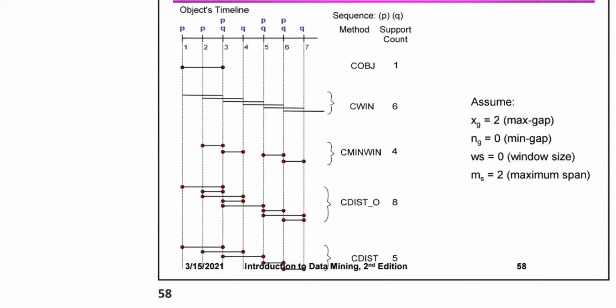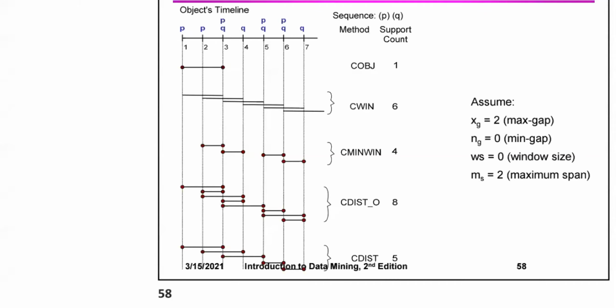So see here, in C dist underscore O, we have two occurrences of the sequence that are allowed to have overlapping event timestamp pairs. There is overlap between 1 3 and 2 3. In the C dist method, no overlap is allowed.